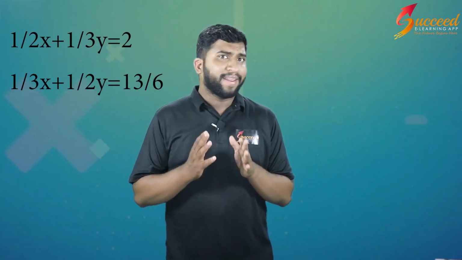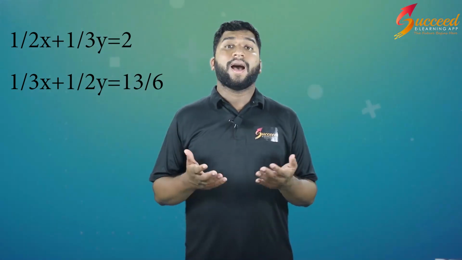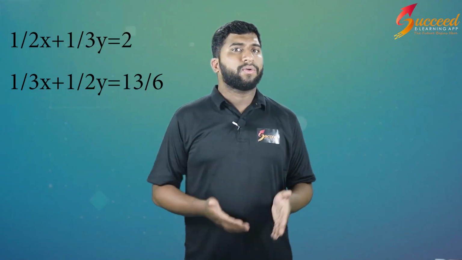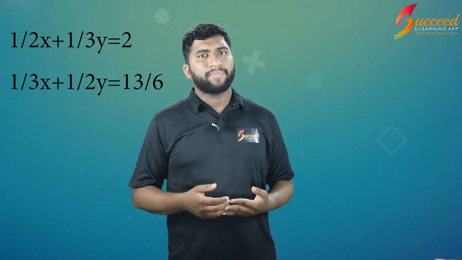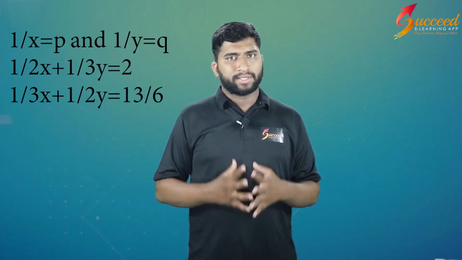We can clearly see that the variables we need to find, x and y, are in the denominator. Since they are in the denominator, we cannot solve them so easily. So we need to reduce them to the form of linear equations. How to reduce them? Consider 1 by x is equal to p and 1 by y is equal to q, and substitute in your given equations.